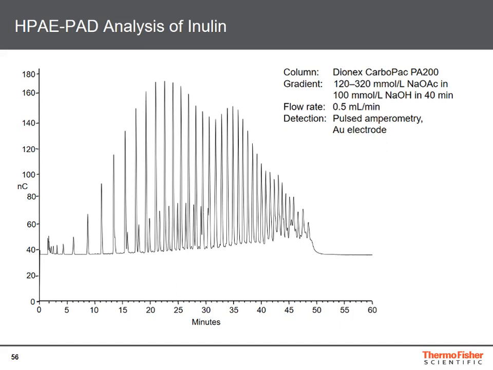What we also see is that we have a very shallow gradient approach in this case to get the superior resolution which you see in this slide. The little hump at the end of the chromatogram is due to high molecular weight compounds in this particular sample.